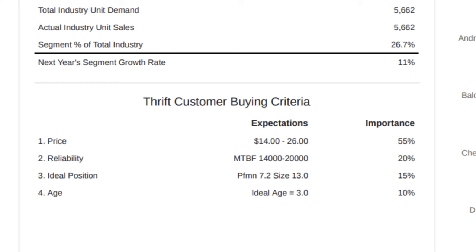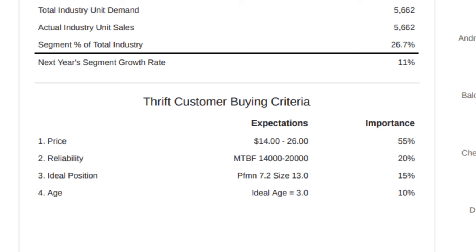So when we go to thrift market segment, price is the most important thing, and 55% of the customers in this market segment will be looking for the price that you are charging for your product. And a price between $14 per unit and $26 per unit is very important. So ensure your price not only is competitive with regard to other companies' products in that market segment, but also ranges between $14 and $26.